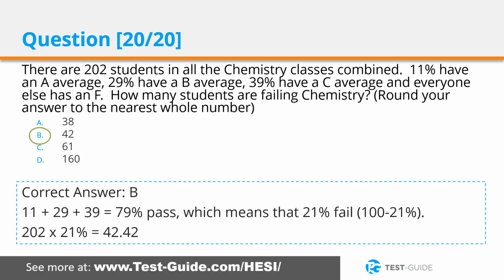Correct answer B. 11 plus 29 plus 39 equals 79% pass, which means that 21% fail. 100 minus 79 equals 21%. 202 times 21% equals 42.42.